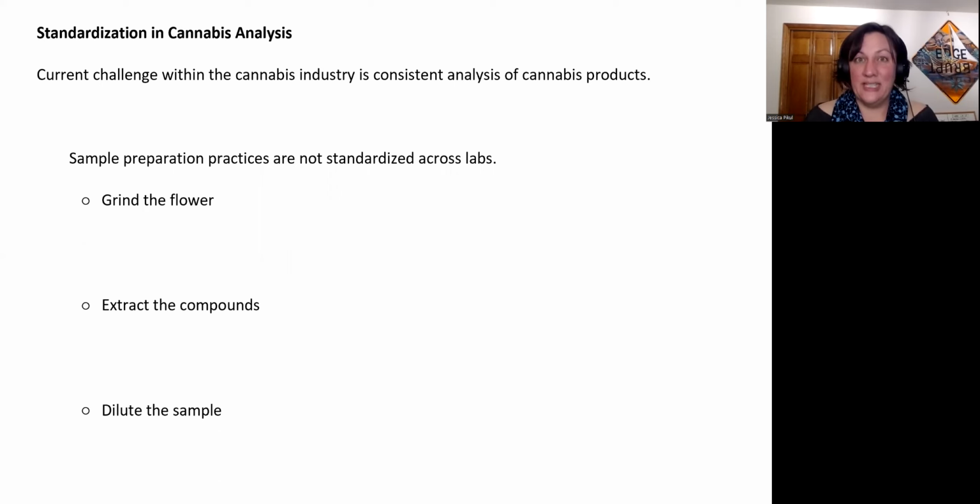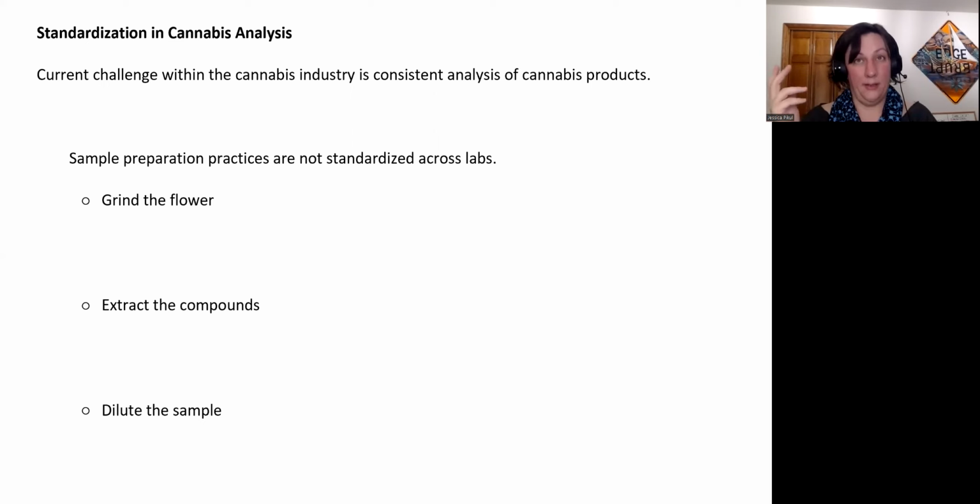But unfortunately, we don't have a standard set of practices for how the testing takes place. We have standards for what the products need to meet, and there's also market pressure for the standards as well. But we don't have a standardized set of how the samples should be prepared and which methods of detection are preferable or required.